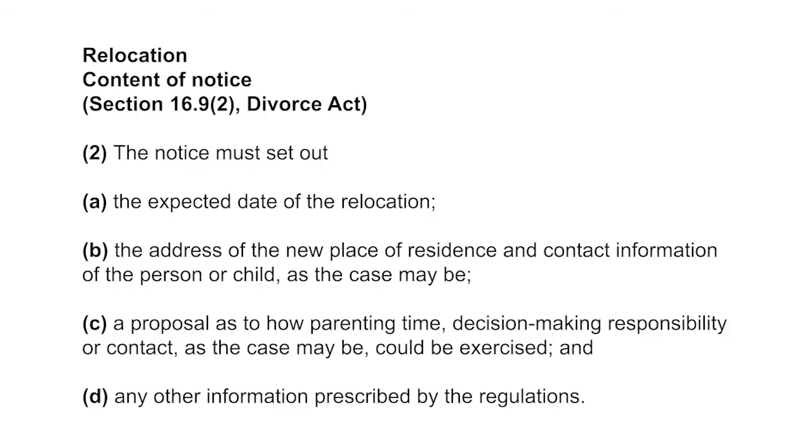Okay, Carolyn, what do we have up next? Next we can go through the actual content of the notice, just as a precursor. The notice has to set out your expected date of the relocation, the address of the new place of residence and contact information of the person or child, and also a proposal for the parenting time and decision-making responsibility or contact, and then any other information that might be useful. This is a new form, and there wasn't one that existed before.